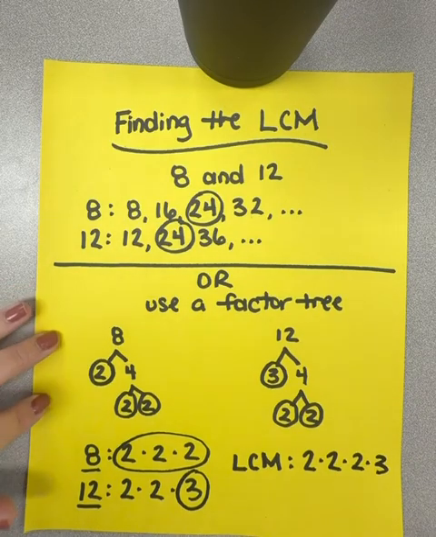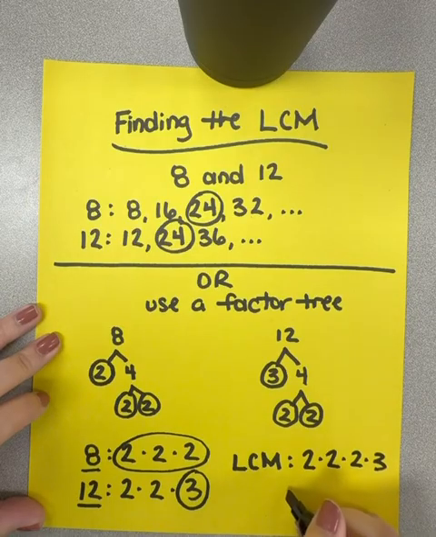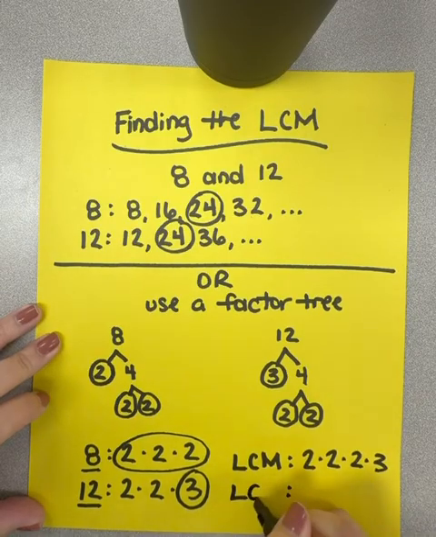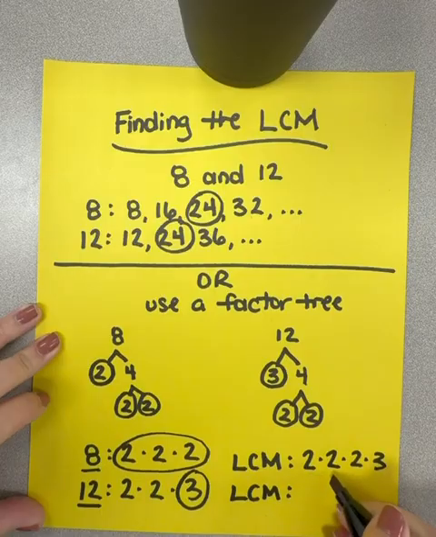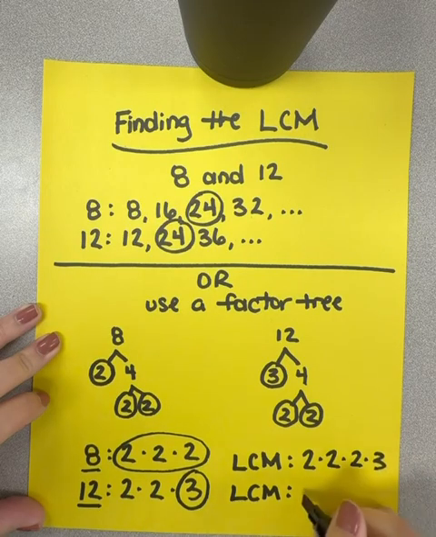Okay. And then I'm going to multiply them together. And that 2 times 2 is 4. 4 times 2 is 8. And 8 times 3 is 24.